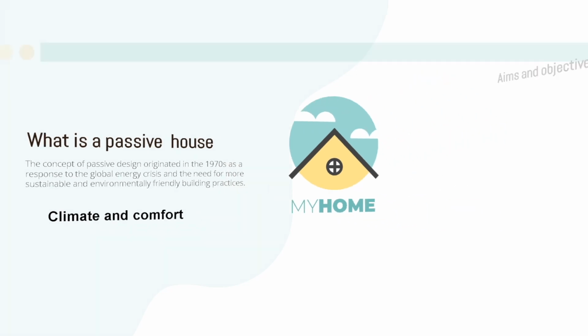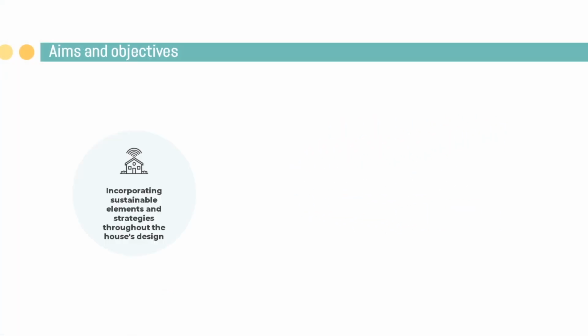The objective of this research is to develop a passive design country house with the aim of achieving the following objectives: incorporating sustainable elements and strategies throughout the house design, construction and operation to minimize environmental impact and promote long-term sustainability. Designing a house that significantly reduces energy consumption through the implementation of energy-efficient strategies and technologies.